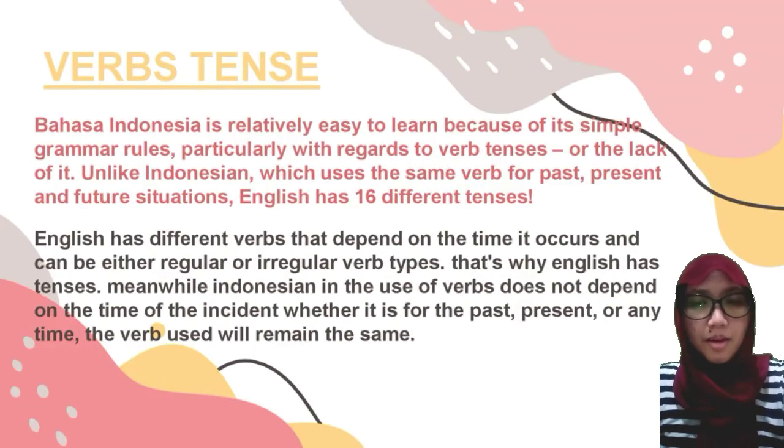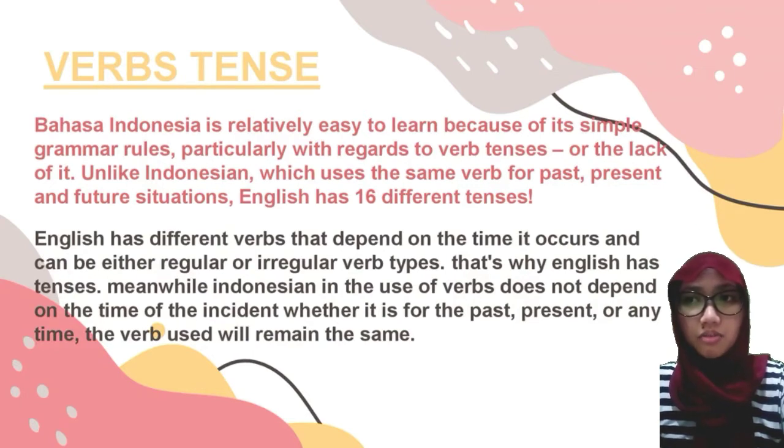Verb tense. Bahasa Indonesia is relatively easy to learn because of its simple grammar rules, particularly with regard to verb tenses, or the lack of them. Unlike Indonesian, which uses the same verb for past, present, and future situations, English has 16 different tenses. English has different verbs that depend on the time it occurs and can be either regular or irregular verb types.